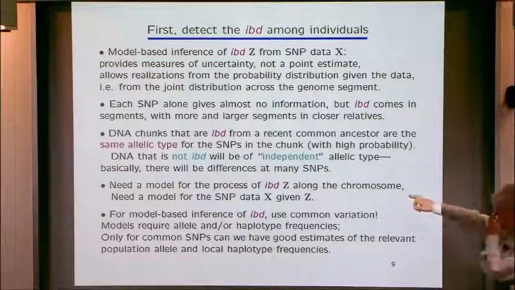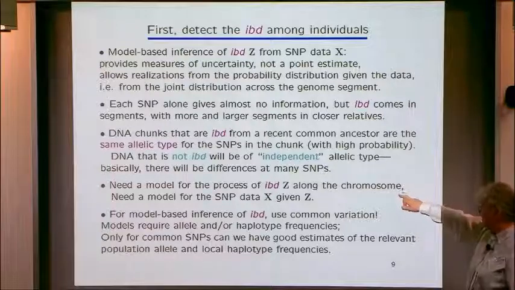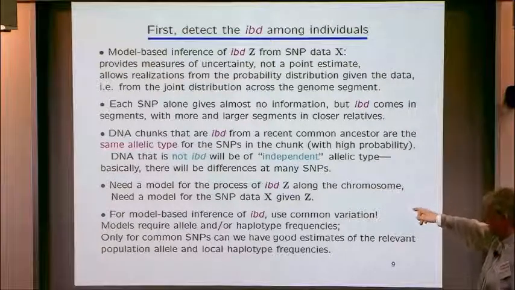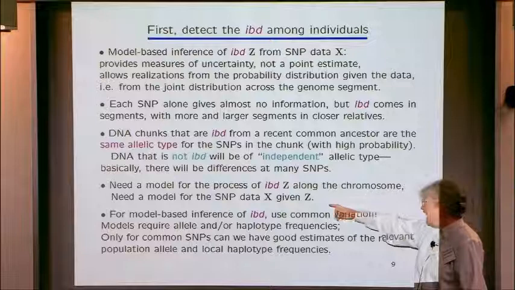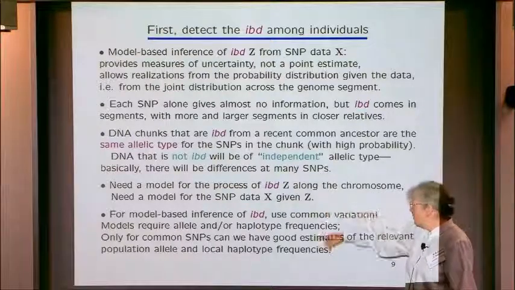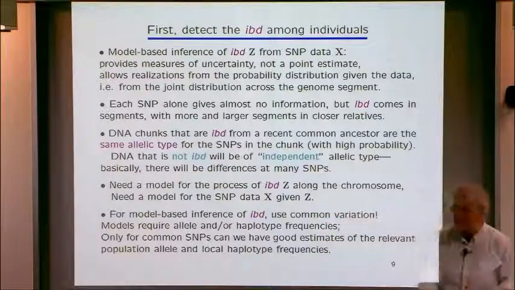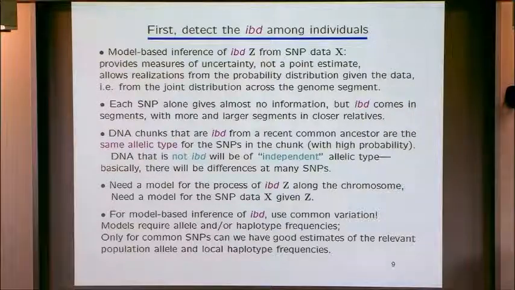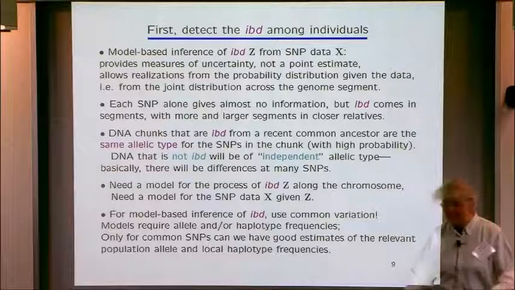So we're going to need two things: a model for the process of identity by descent along the chromosome, and I'll show you a couple of models. And more importantly, which I'm not going to talk so much about, but which turns out to be the much more critical part in actually getting things to work well, a model for your SNP data given the underlying identity by descent.